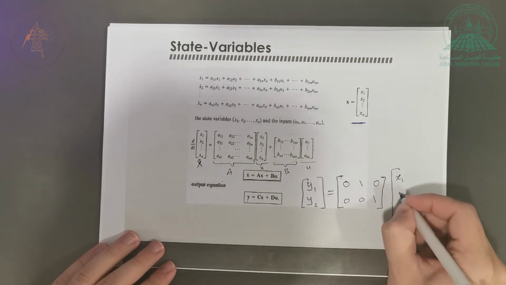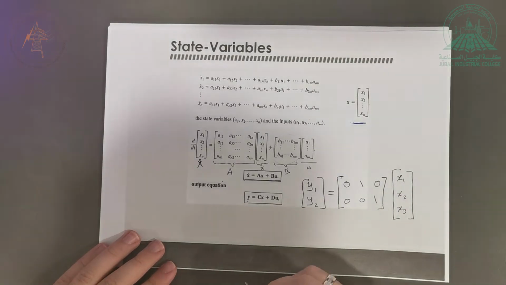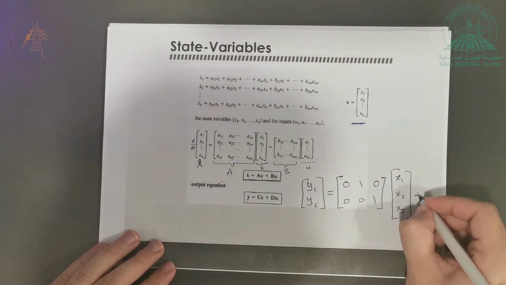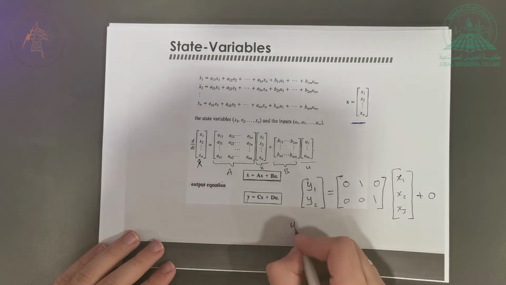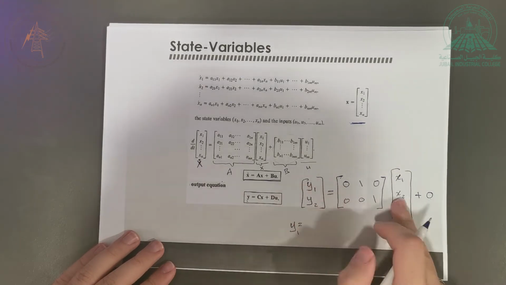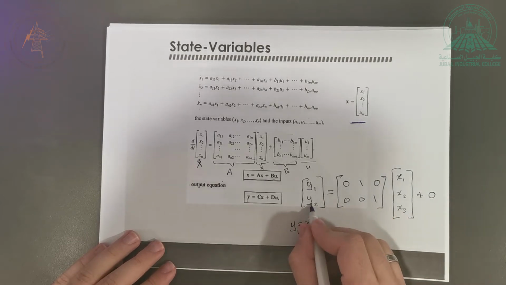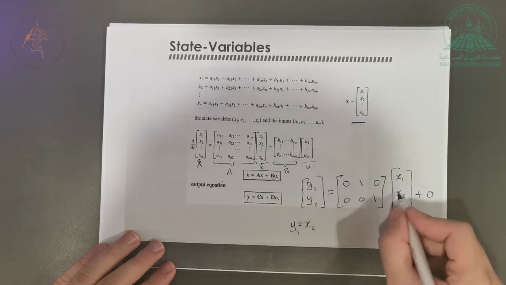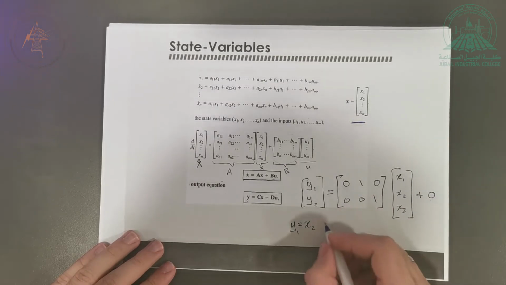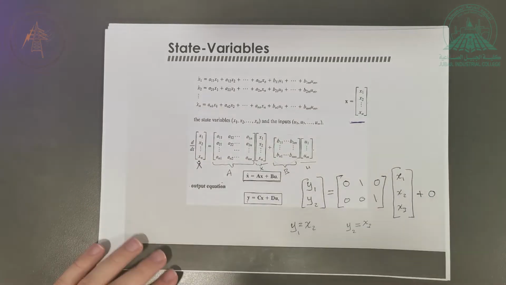Here I have x1, x2, x3. And let's say that these outputs do not depend on the input, so it means that the D matrix is equal to 0. So what does that mean? This means that y1 is equal to x2. And this means y2 is equal to 0x1 plus 0x2 plus x3. So it means that y2 only equals x3.